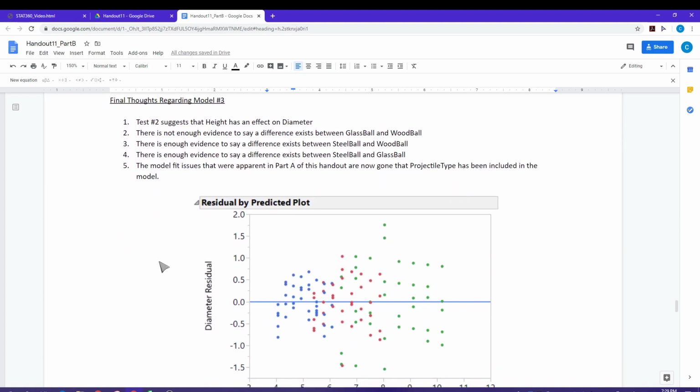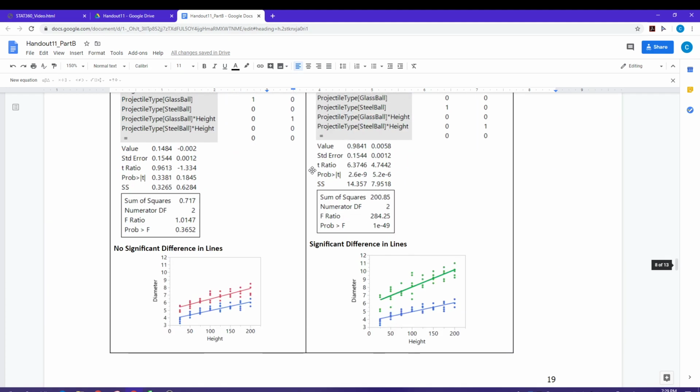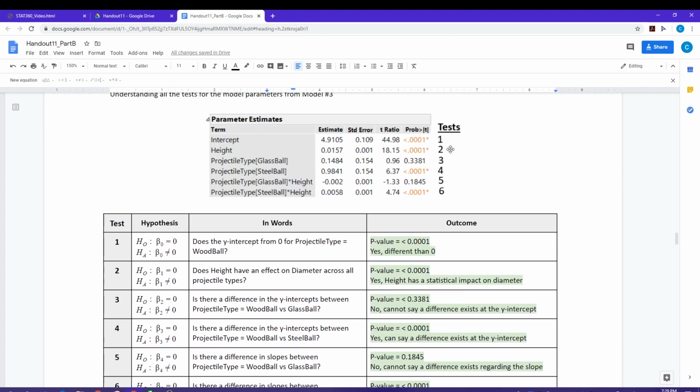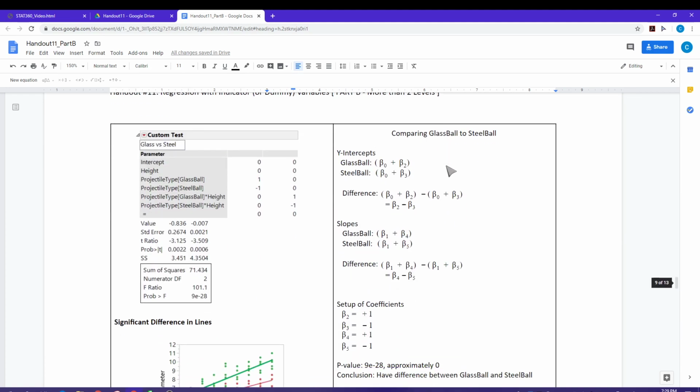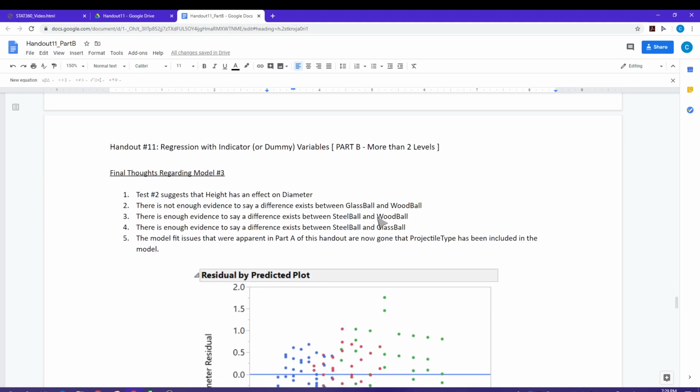Okay, some final thoughts then regarding Model 3. Test number 2 suggests that height has an effect on the diameter. Okay, so that's kind of an easy one there if we dive in on just the height. So we certainly can say that height has an effect on the diameter. We learned that there were differences between the glass and the steel balls, and we learned that there were differences between the wood and the steel balls. However, we did not have differences between glass and wood.